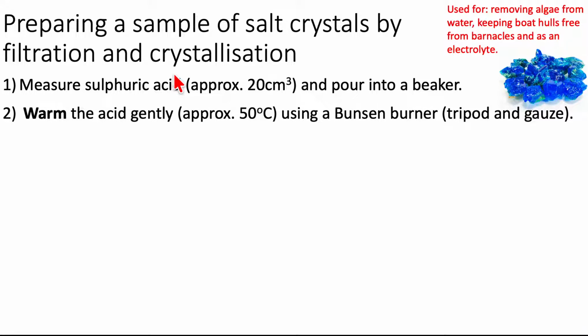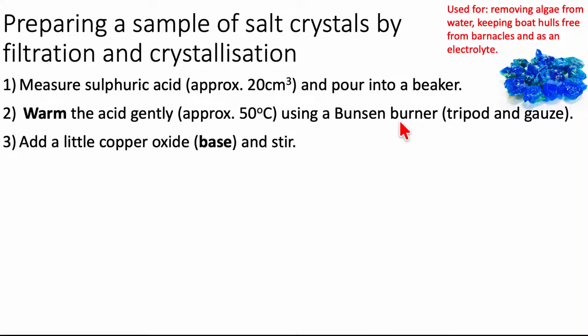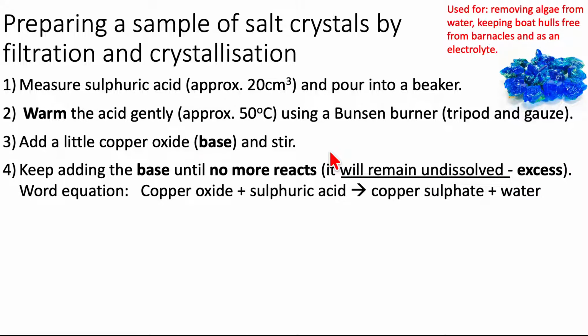If we are trying to produce a pure dry sample of, let's say, copper sulfate crystals, those blue crystals that hopefully you've produced in the lab yourselves, we would need sulfuric acid, and we would add that to a beaker. We'd warm it gently using a Bunsen burner. We would then add a little base, and my base has got to be a base containing copper, such as copper oxide, which is a black powder, and we'd add that base and we'd stir. We'd keep on adding the base until no more reacts. In other words, it will remain undissolved.